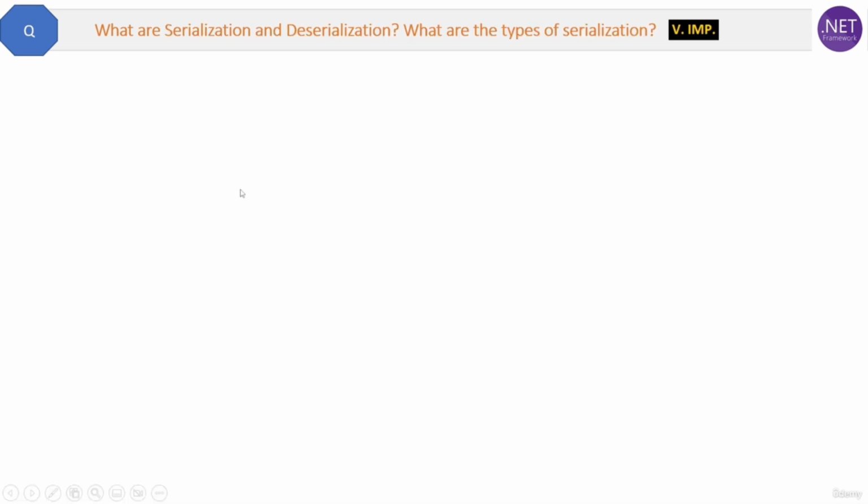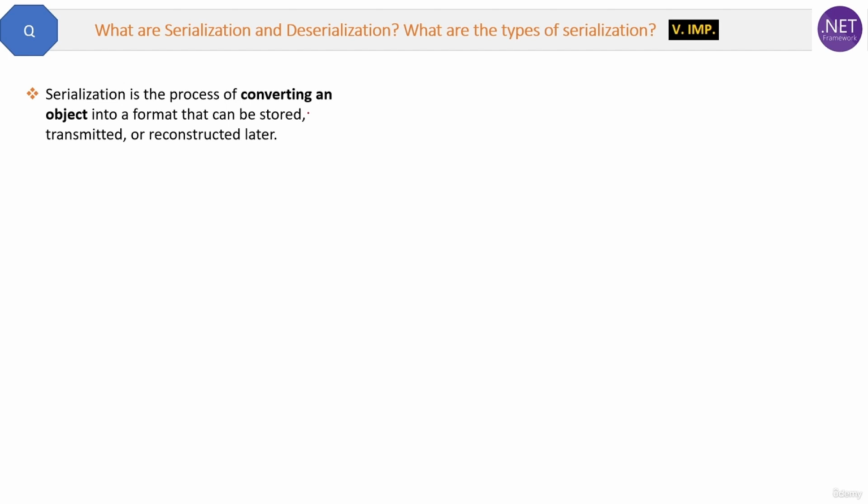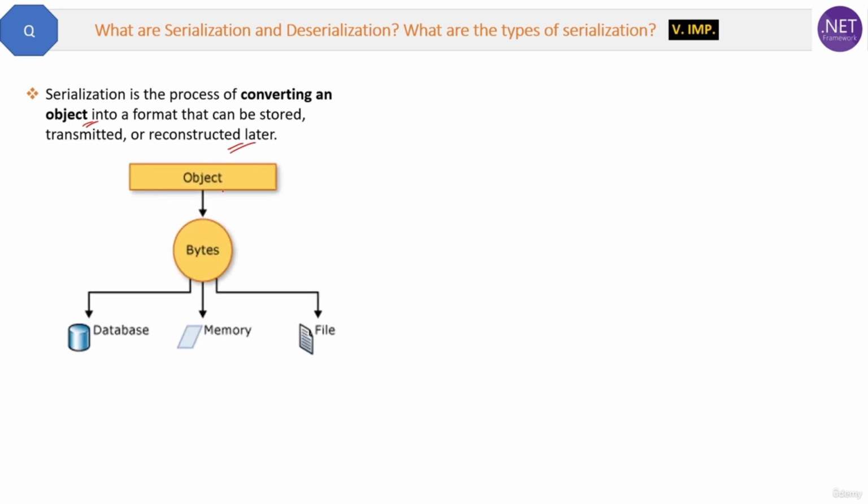What are serialization and deserialization? What are the types of serialization? Very important question, okay. Let's see the definition of serialization first. Serialization is the process of converting an object into a format that can be stored, transmitted, or reconstructed later. For example, you create objects of classes, right? Now you want to pass the object to other applications outside your project. So how can you do that?